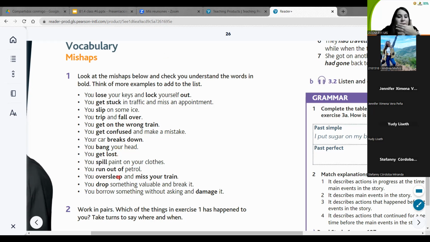What about you dropped something valuable and broke it? Has it ever happened to you guys? You dropped something? Yes, teacher. What was it? A fossil. A fossil in my paleontology class. I have. Yes, but don't worry. Oh my God, terrible. But don't worry, it's a common fossil, not a unique fossil.